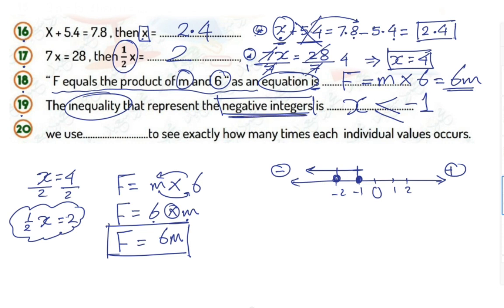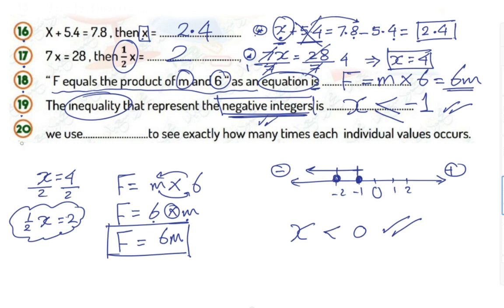You have another solution. Of course, any number x less than 0. But don't put the equal sign. Why? Because 0 is out of our solution. So this is a correct inequality, and this is another correct inequality. Every inequality represents the negative integers.